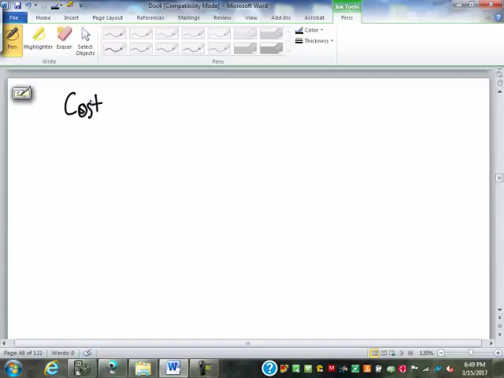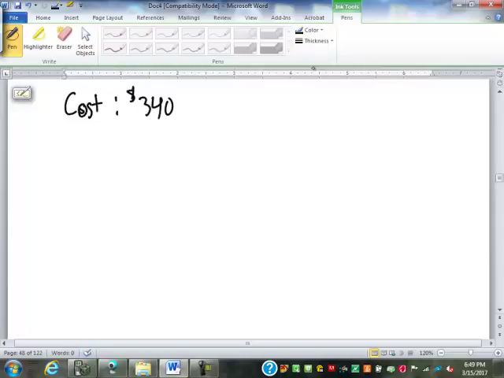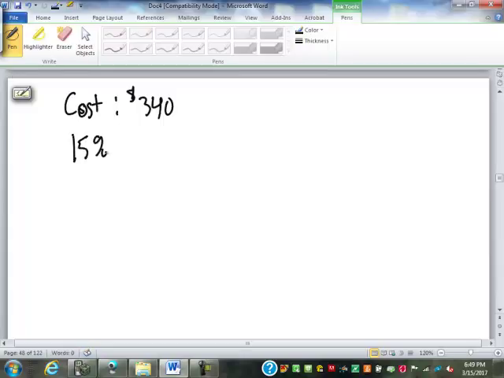So let's say our cost is $340. And this is a 15% markup on selling price. Find the dollar amount of the markup.